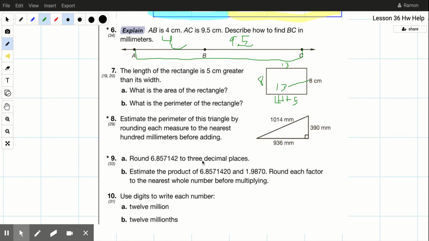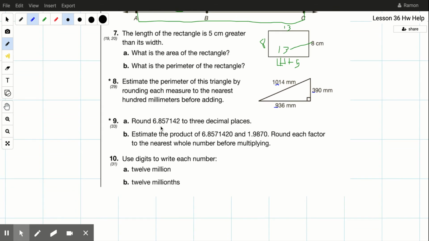For number 8, estimate the perimeter of this triangle by rounding each measurement to the nearest 100 millimeters before adding. So you want to round it to the 100 millimeters place. These are already in millimeters, which means that we just need to round each of the measurements to the 100th place. So we identify the 100th place, make sure that we round each of those, and then we add up the estimates.